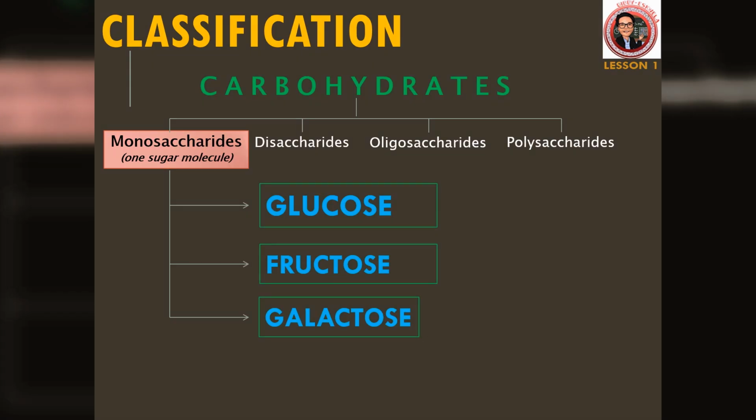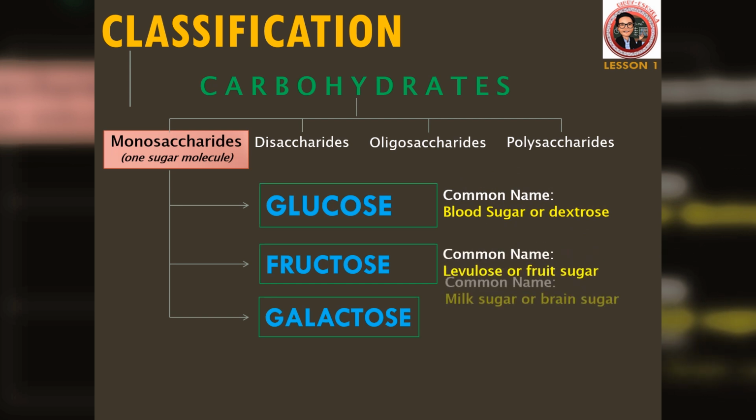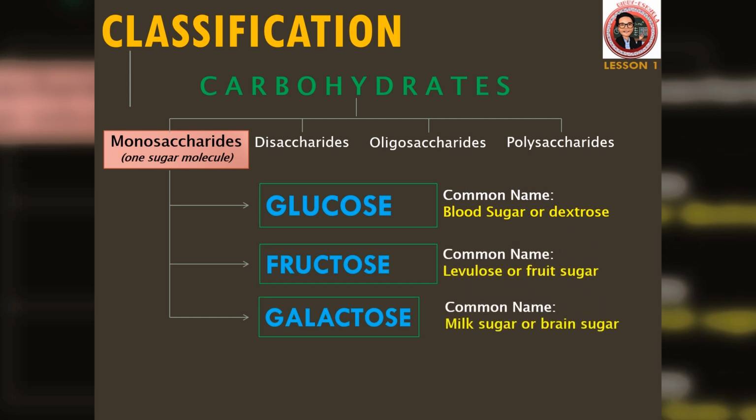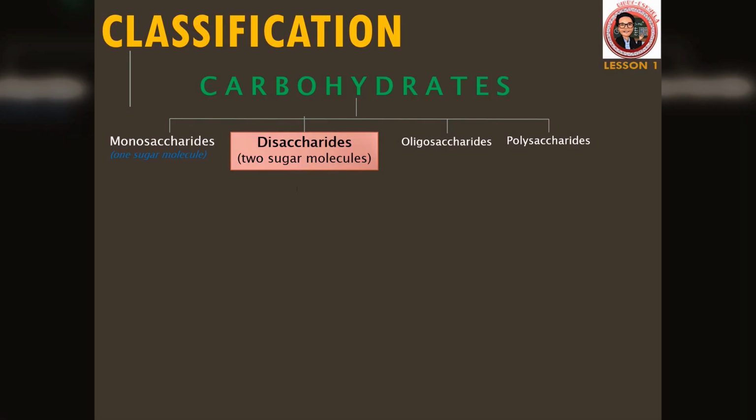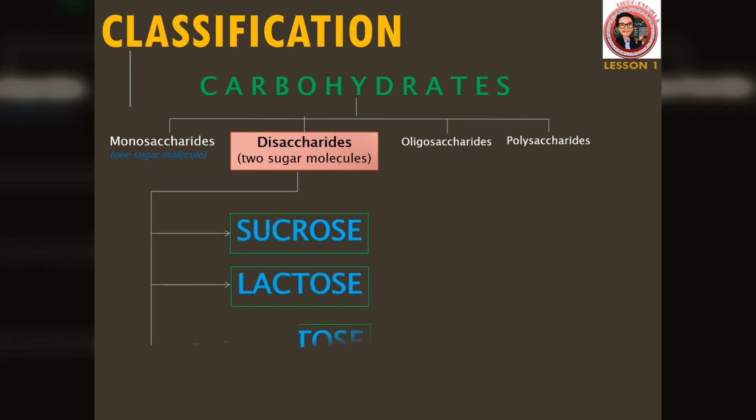The three types of monosaccharides have the following common names. For glucose, the common name is blood sugar or dextrose, and for fructose, we have the common name of levulose or fruit sugar, which is considered as the sweetest sugar. And for galactose, the common name is milk sugar or brain sugar. For disaccharides, or two sugar molecules, we have three examples or three main types. We have the sucrose, the lactose, and the maltose.